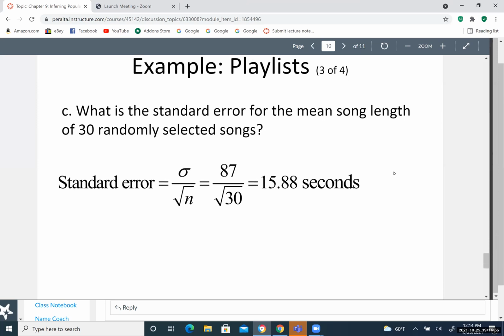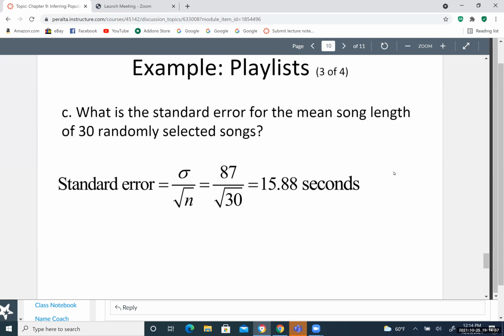But n is 30, so let's see how many seconds. They gave us 87 for the standard deviation of the entire library, and they want us to find the standard error of this. To find the standard error, you take the standard deviation sigma divided by the square root of n.